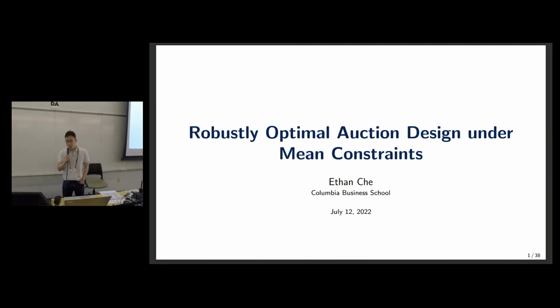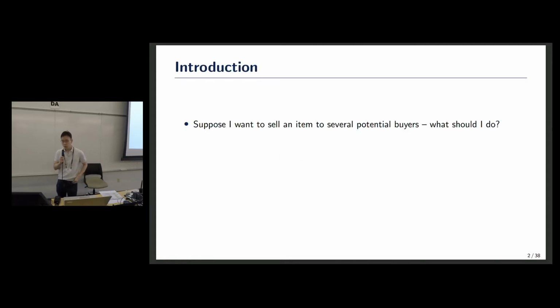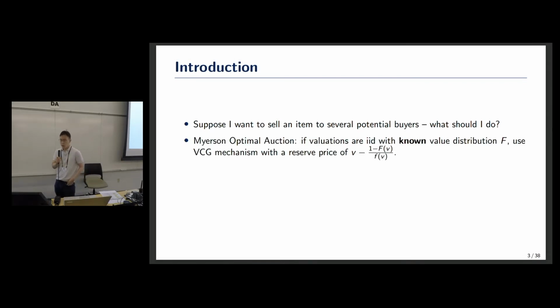So my name's Ethan, and today I'll be talking about robustly optimal auction design under mean constraints. Here we're going to revisit a very classical problem. How do I sell an item to several potential buyers in order to maximize my expected revenue? If I know the value distribution for each bidder exactly, and if I suppose in addition that they're IID, then this is a solved problem. I run a second price auction, and I set the reserve price to the virtual value.